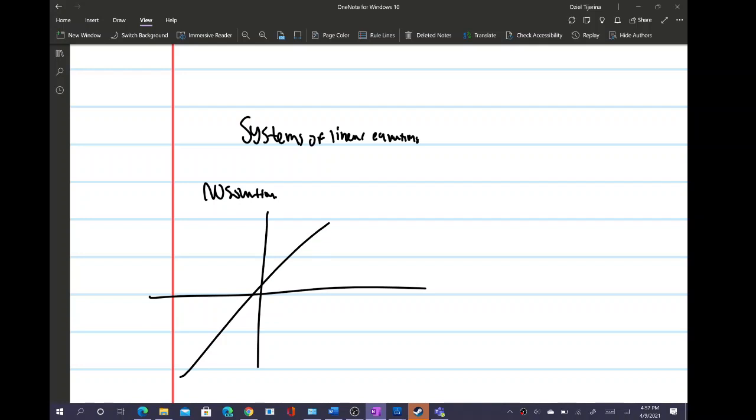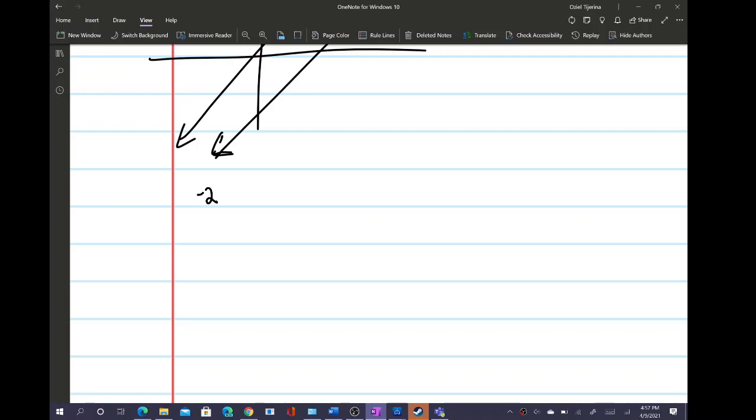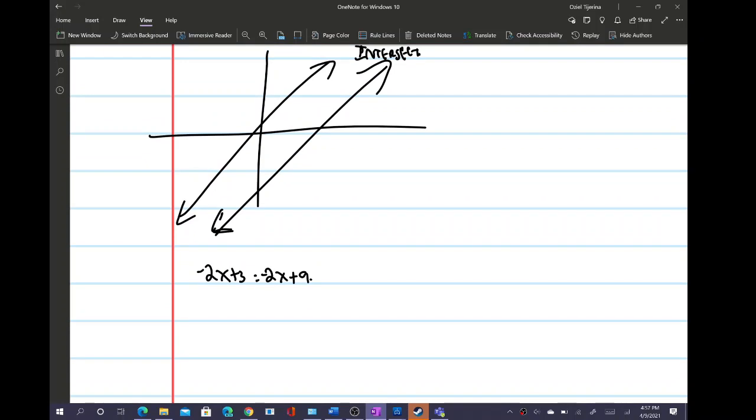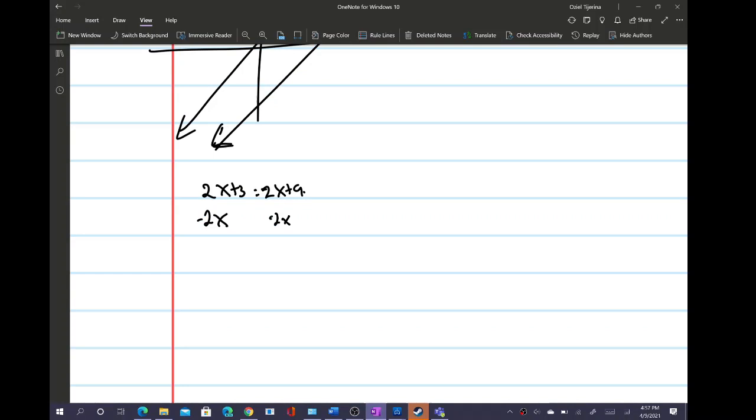That means that we have 2 basic lines, right? And that they do not intersect, right? So let's say we had something like this, or let's say we had 2x plus 3 equals 2x plus 9, right? So then we subtract 2x on both sides. We get 3 equals 9, which is a false statement, so therefore there's no solution, right?